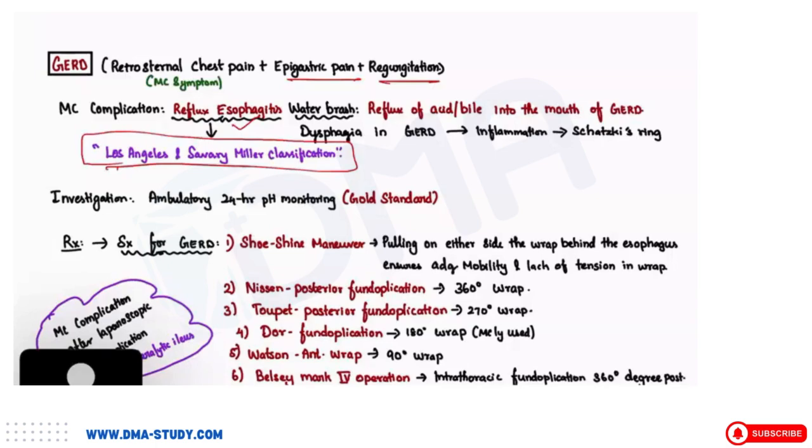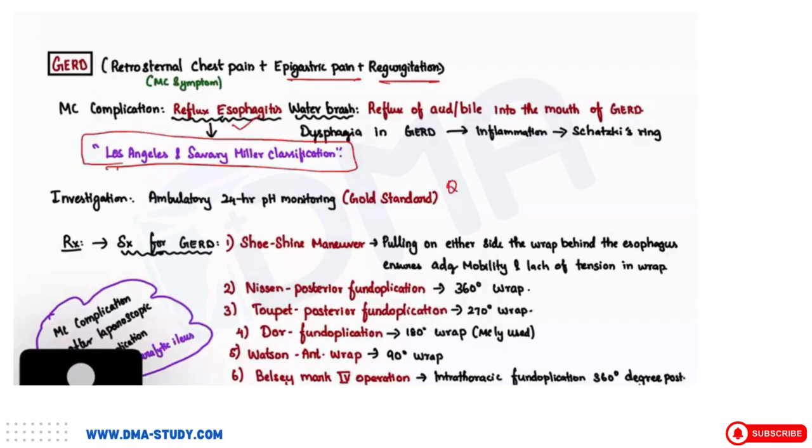What is the named classification we use for GERD? Los Angeles classification or Savary-Miller classification. What is the investigation? Ambulatory 24-hour pH monitoring is the gold standard. Very important, because for the esophagus, most people choose esophageal manometry as the investigation of choice.